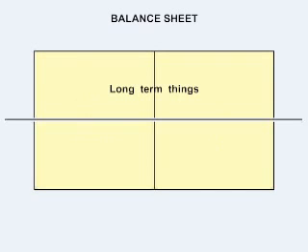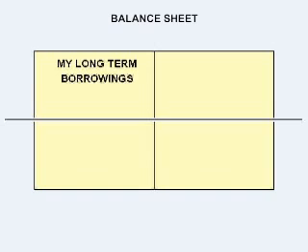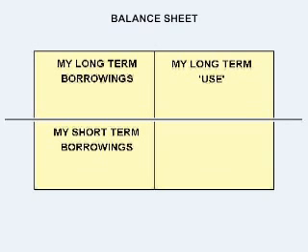Then he put long-term things at the top. Long-term borrowings on the left top and long-term use on the right top. At the bottom, he put short-term borrowings on the left and he put short-term use on the right.